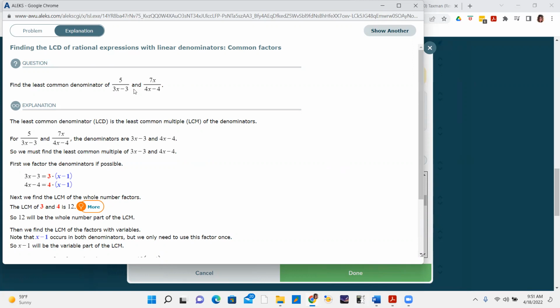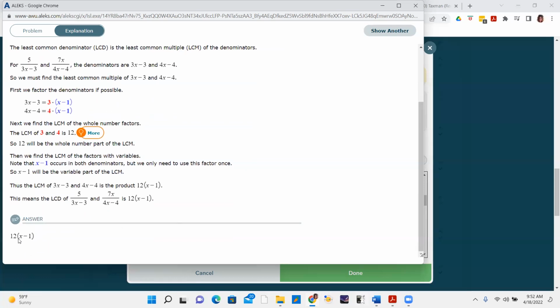So looking at these two denominators, you want to factor. And notice we have a common factor of x minus 1. And then 3 and 4 are relatively prime. So the least common multiple of 3 and 4 is 12. And then you just need one factor of the x minus 1. You don't need it twice.